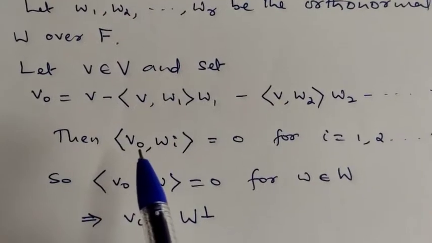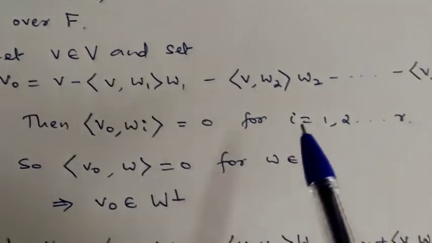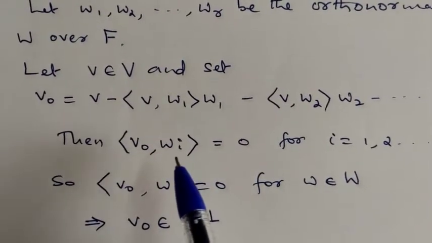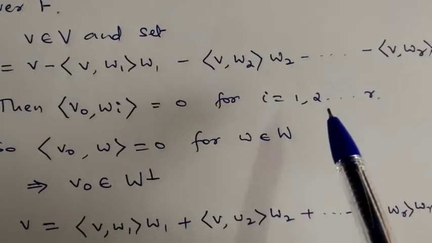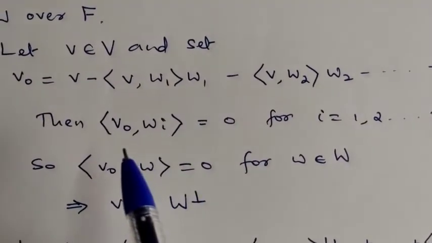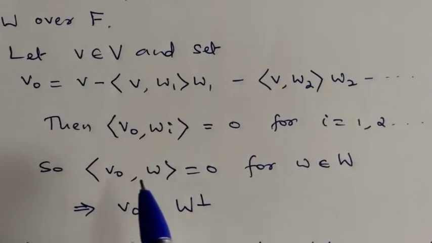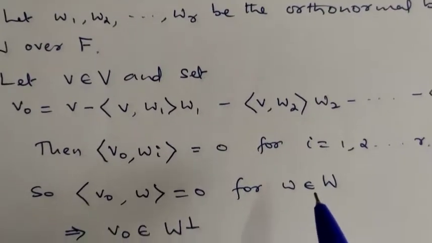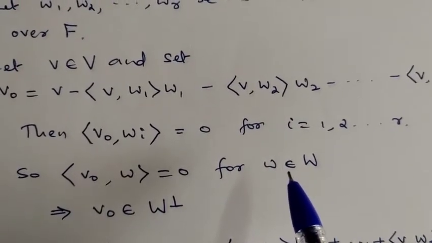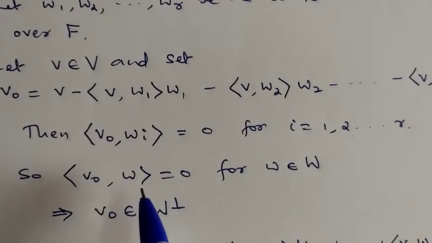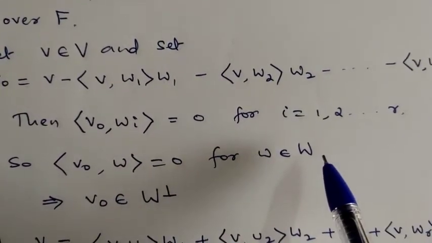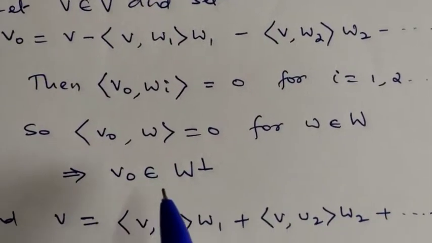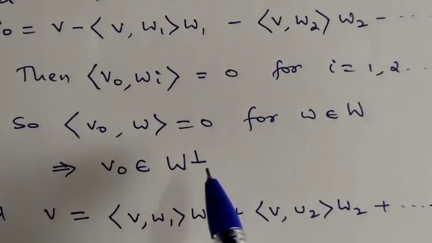Then the inner product of v0 comma wi, for i equal to 1 to r, you can find out to be 0. So the inner product of v0 comma wi is 0 for each i from 1 to r. This means the inner product of v0 comma w is 0 for every w belonging to W, because they are the basis, so every element of W is a linear combination of basis elements. Therefore v0 comma w itself is 0 for w belonging to W, which implies v0 belongs to the orthogonal complement of W, which is W perp.